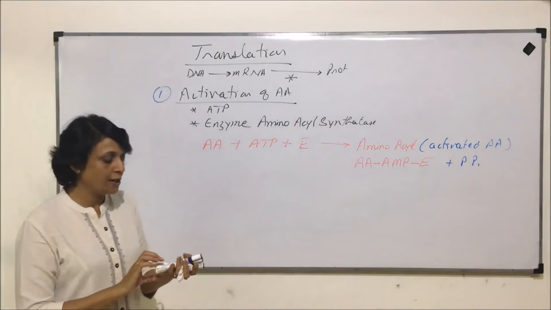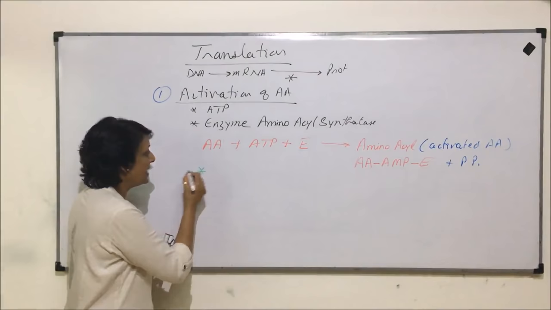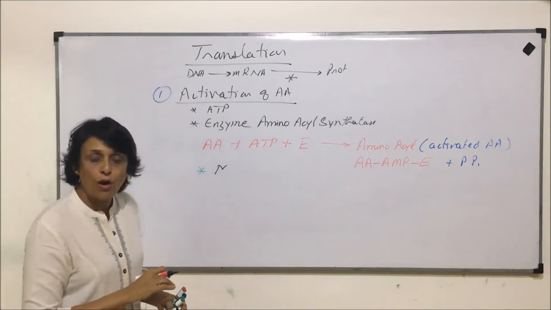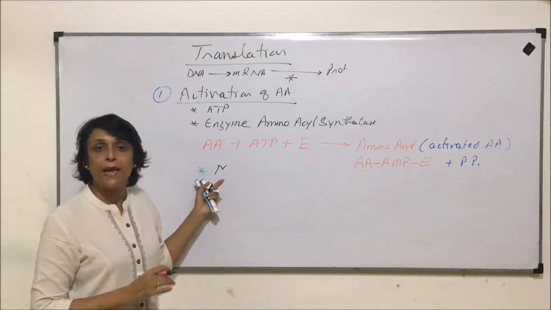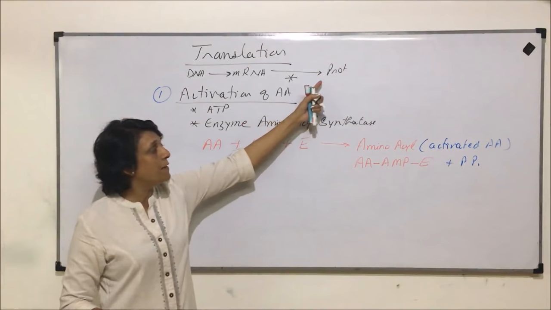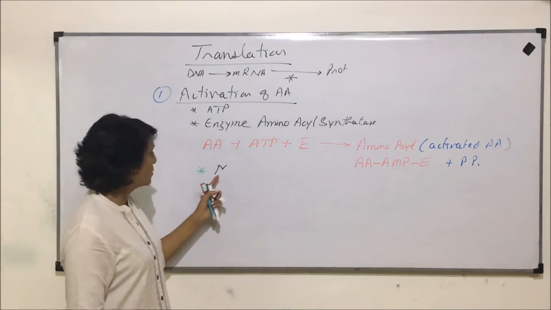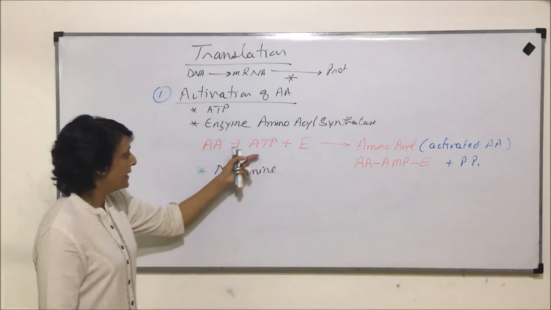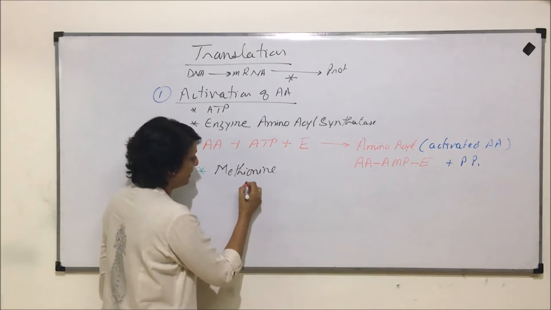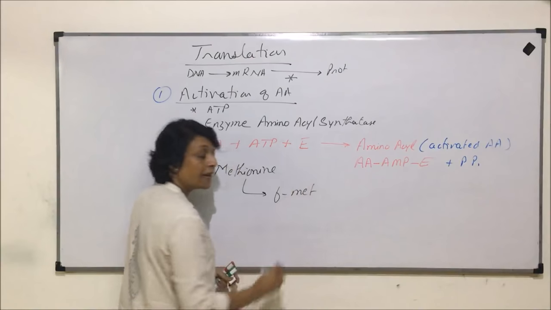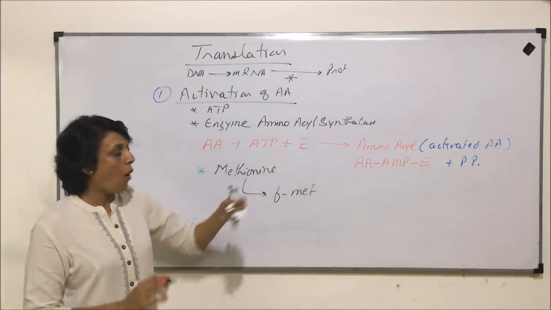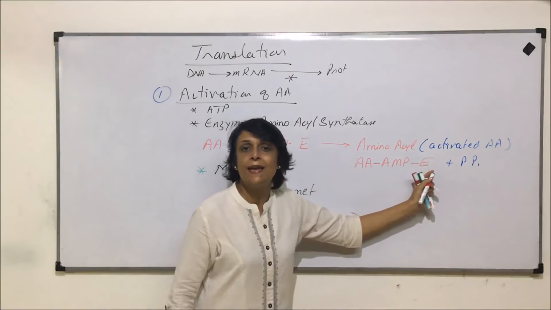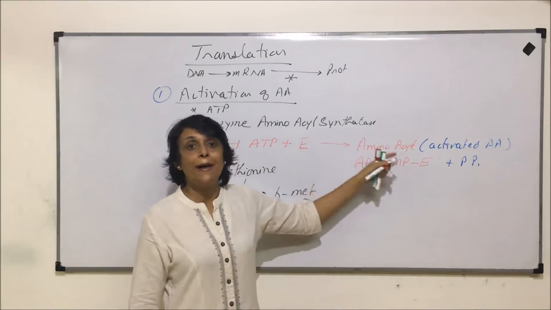One exception which takes place in this process of activation is in the case of methionine. We talked of the start codon, that is AUG. It codes for methionine, and because it is the start codon, whenever a protein is synthesized, the first amino acid which is going to come is always methionine. So methionine is activated again in a similar manner, but the activated methionine is known as FMET. It is formylated methionine. All other amino acids after activation will be written as amino acid AMP enzyme complex, or it can be termed as aminoacyl.